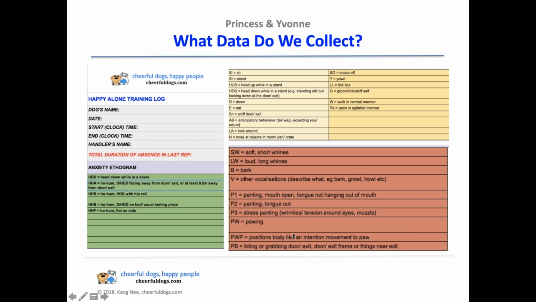And obviously, what we want would be to see more of the behaviors in green, where she's lying down, preferably with her head down. Better still if she's rolled over on one hip or if she's flat on her side. Right? What we don't want to see would be the ones in red, because if we see those, we know she's at threshold or over threshold. So the vocalizations, the whining, the panting, the pawing, we don't want to see those behaviors.